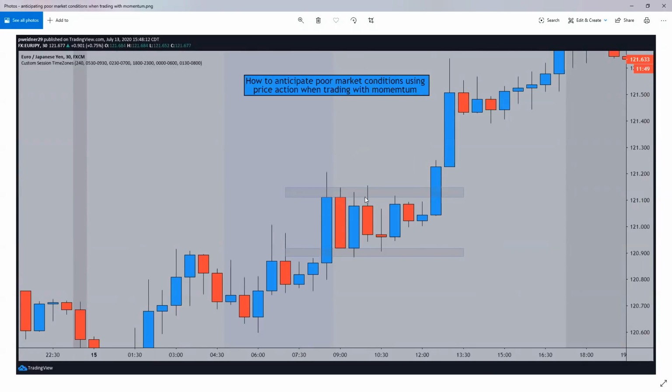And hopefully by the end of this, we'll have a better understanding of how to read candles, how to anticipate and predict where they're going to go based on how the candle forms. So first one we're going to look at is how to anticipate market conditions using price action when trading with momentum. So as we can see here, price is clearly ranging and not doing anything we want to see.